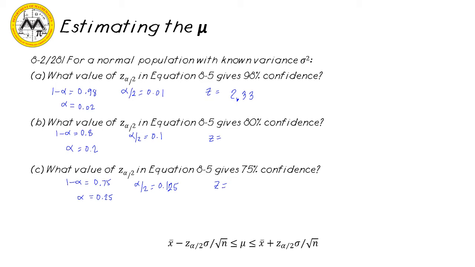For 0.1, it is negative 1.28. So we use positive 1.28. And for 0.125, the closest is negative 1.15. So we use 1.15.